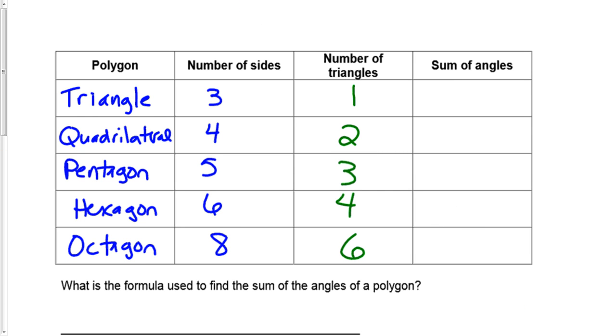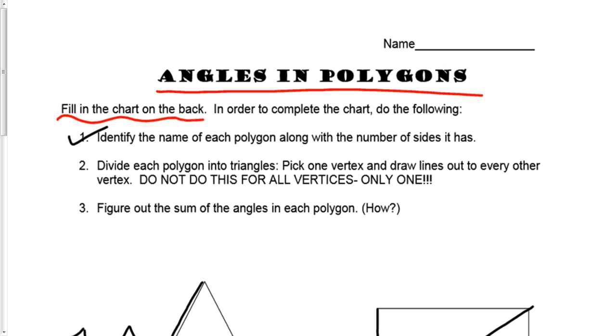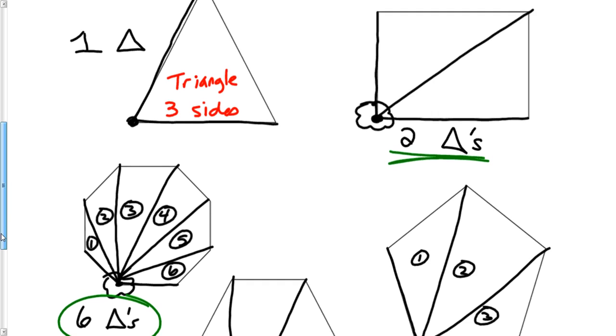Now, the whole point was we actually want to know, what's the sum of all the angles in the polygon? What I mean is, if I add up all the angles inside of a triangle, we know that adds up to 180 degrees. We've already known that. So I'm going to go back to where my figures are. So go back to your figures. We'll fill in the table in just a minute.